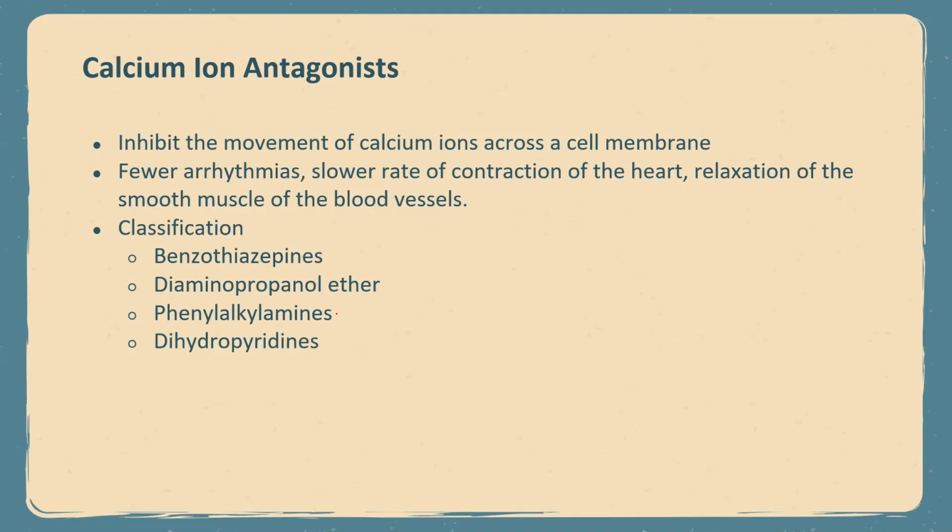And aside from that, we have what we call the calcium ion antagonist. This drug inhibits the movement of calcium ions across the cell membrane. This may result in fewer arrhythmias, slower heart rate or rate of contraction of the heart, and relaxation of the smooth muscle of the blood vessels. There are 4 classifications of calcium ion antagonist. We have your benzodiazepines, which includes diltiazem.